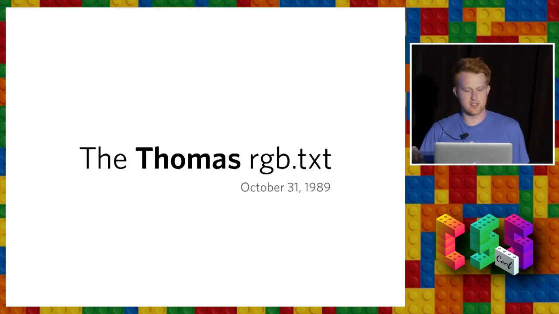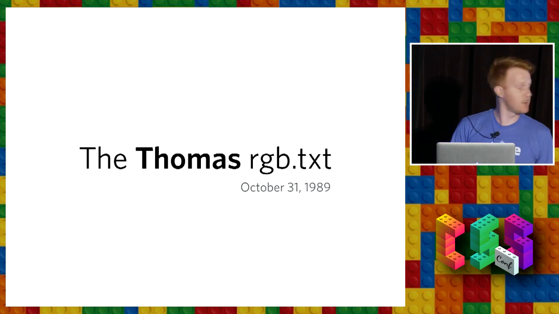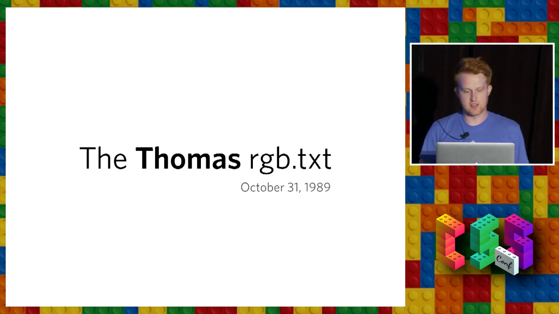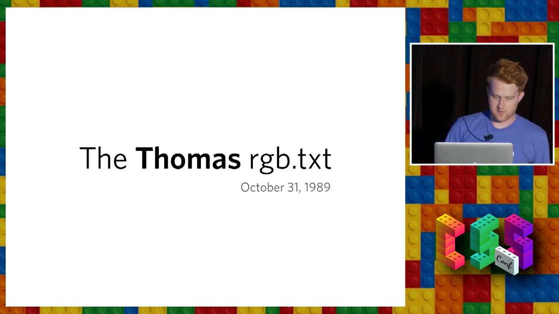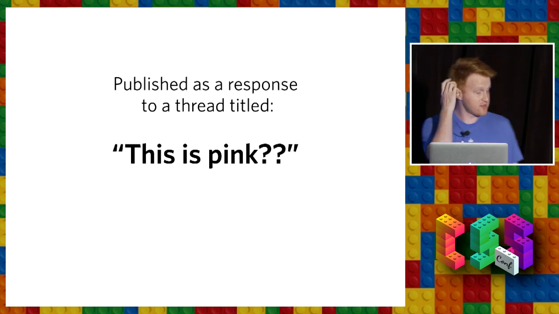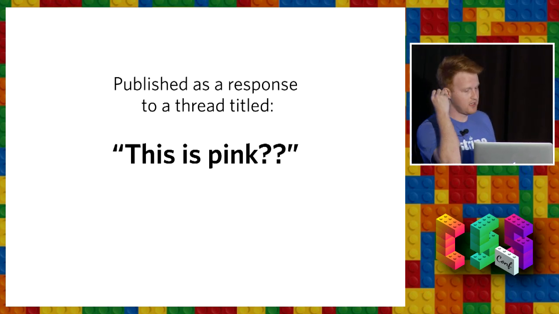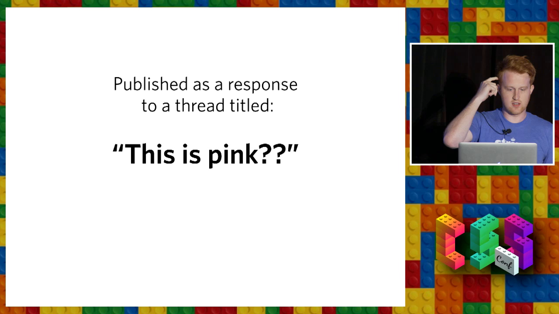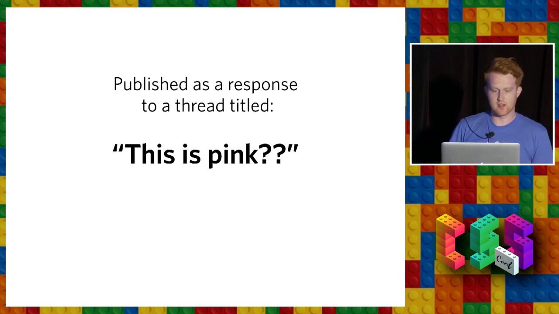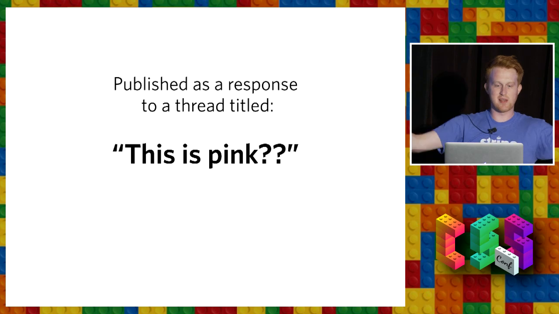The Thomas RGB.txt submitted on Halloween 1989 to the list. That's probably a good Halloween joke. It was a response to an email sent to the list titled, "This is Pink." So the 2 lists that we use come from "This is Wheat" and "This is Pink."